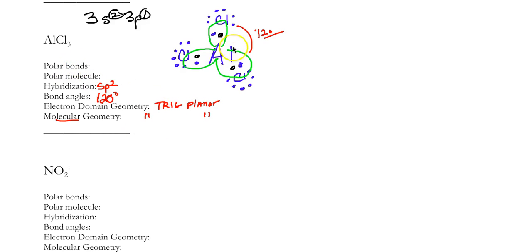Now, what kind of bonds do I have? Well, we consider these to be somewhat polar bonds, so we can say polar bonds, yes. And polar molecule, hope you can say no now. It's pretty simple to see that the electrons are evenly distributed. Even though we have 3 polar bonds, they are equal in their unequalness all the way around. There's no real difference in this molecule.